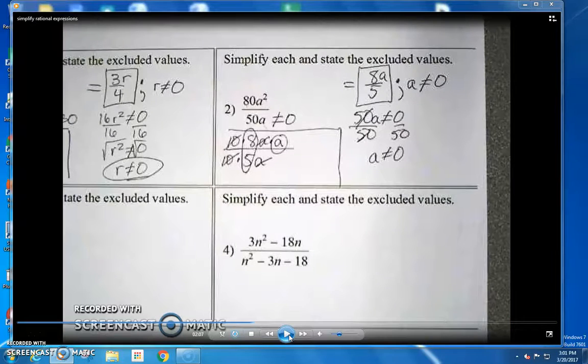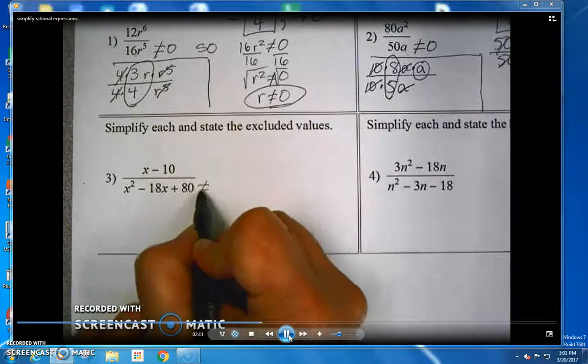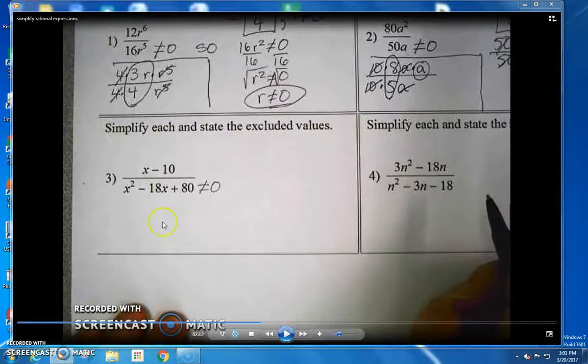So that means that now we're ready to look at something a little bit more complex. Let's move on to this question where we have to actually factor a little bit more in order to figure out what our excluded values are going to be, because this is an entire quadratic.